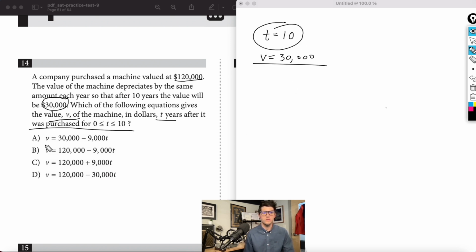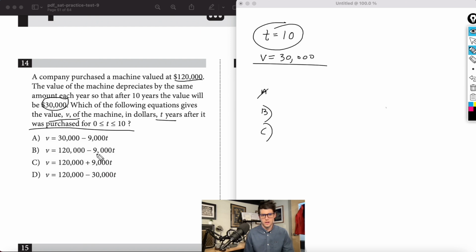So you go to these options and you find the answer that works using those values. So of course, if you put in 10 for t, you can just tell already 30,000 minus something, it's not going to get us to 30,000. B says 120,000 minus 9,000 times 10 is 90,000. So that's going to work. 120 minus 90 is 30. So 120,000 minus 90,000 would be 30,000. B is going to work.